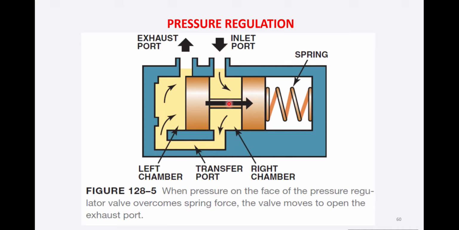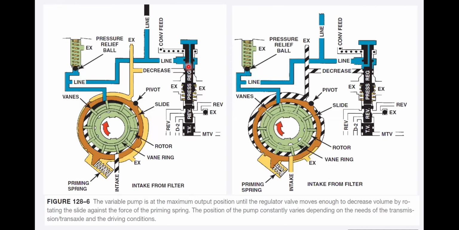When it overcomes the spring forces, the spring compresses, the valve moves to open the exhaust port. So this exhaust port will be open and the fluid will be circulating from this exhaust port. And this is how the pressure regulation is maintained with the help of this pressure regulation valve.